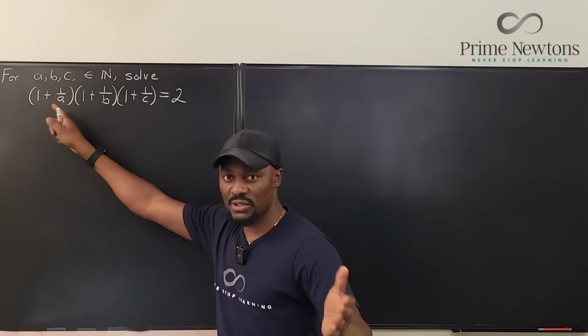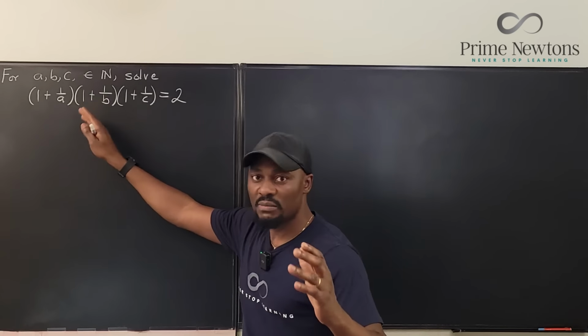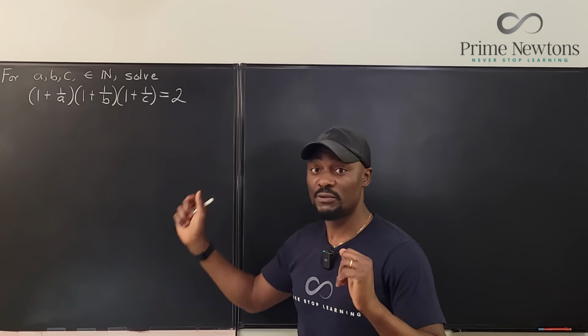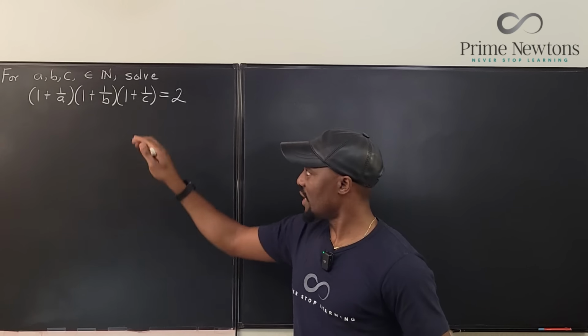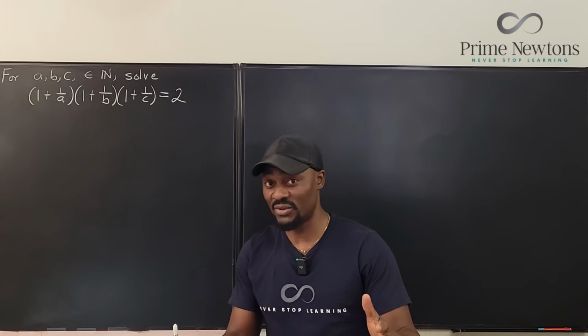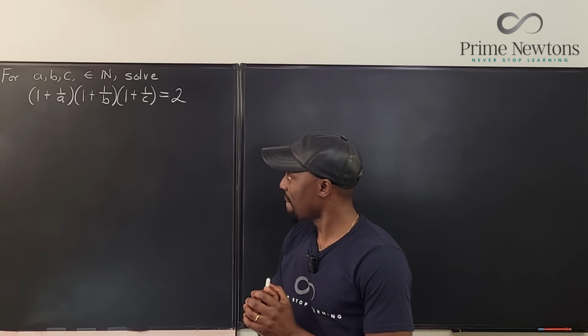It's 1 plus the reciprocal of A times 1 plus the reciprocal of B times 1 plus the reciprocal of C is equal to 2. See, the equality makes life a lot easier because then we can create restrictions.